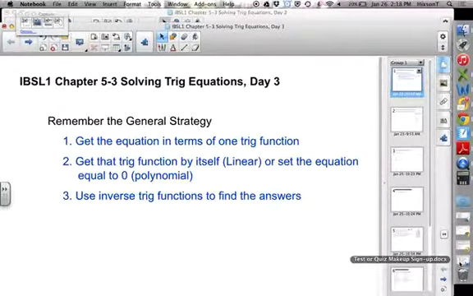Now, I want to look at a couple of other equations or types of equations that we can solve, but let's again review our general strategy for solving. Remember, we want to try to get the equation in terms of one trig function. We're going to solve it based on whether it's linear or quadratic. You're either trying to get the trig function by itself or you're setting it equal to 0. Okay, one or the other. Then, once you do that, you're using inverse trig functions to find the actual answers.